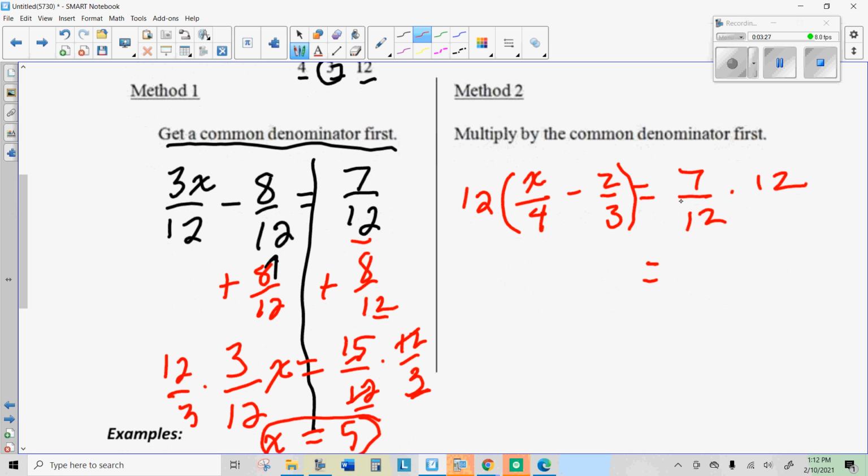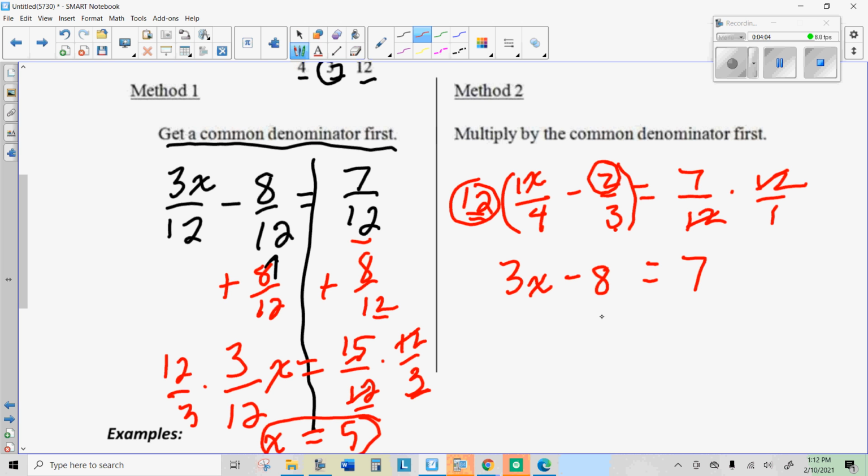So when you take 7/12 times 12 on the right side here, remember that a 12 divided by 12 cancels, so you just get 7. When you multiply 12 times 1/4, remember there's a hidden 1 there, you get 3x. When you take 12 times 2/3, you get 8. And if you're wondering where that math came from, you have 12 here times 2 is 24, divided by 3 is 8.